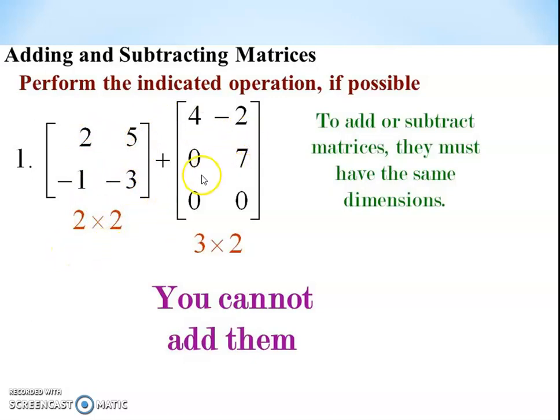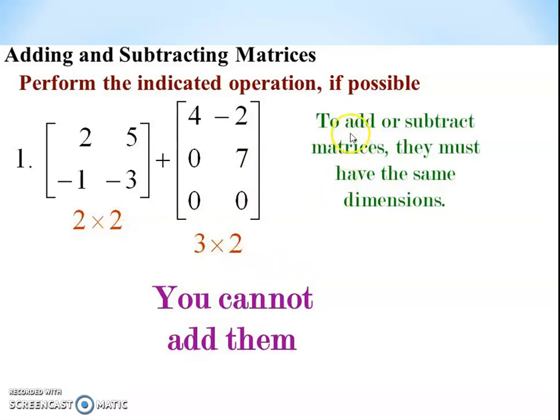4 minus 2, 0 7. 4 minus 2 is row number 1, 0 7 is row number 2, 0 0 is row number 3. 4 0 0 is column number 1, minus 2 7 0 is column number 2. So we have the 3 by 2 order and the 2 by 2 order.